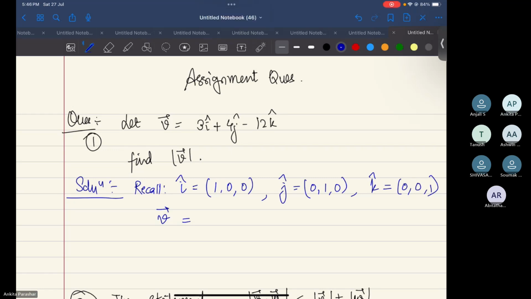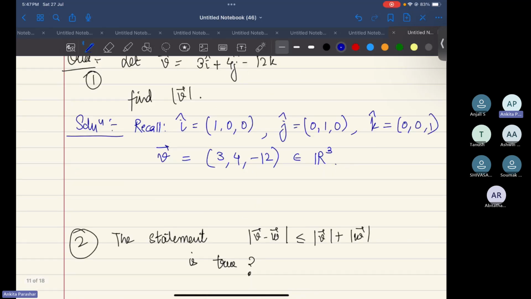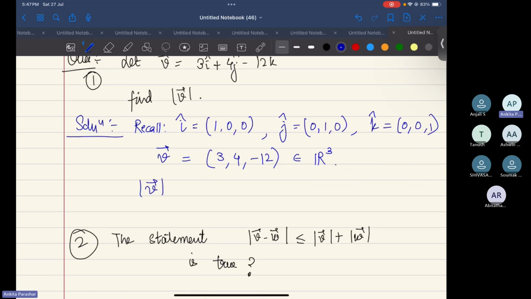Is it in R2? It will be 3, 4, minus 12 in R3. Right. So it's a vector in R3, and this is how its coordinates look. Now, what is the magnitude of vector v? This is what we call magnitude. We saw magnitude for a vector in R2. What about in R3?